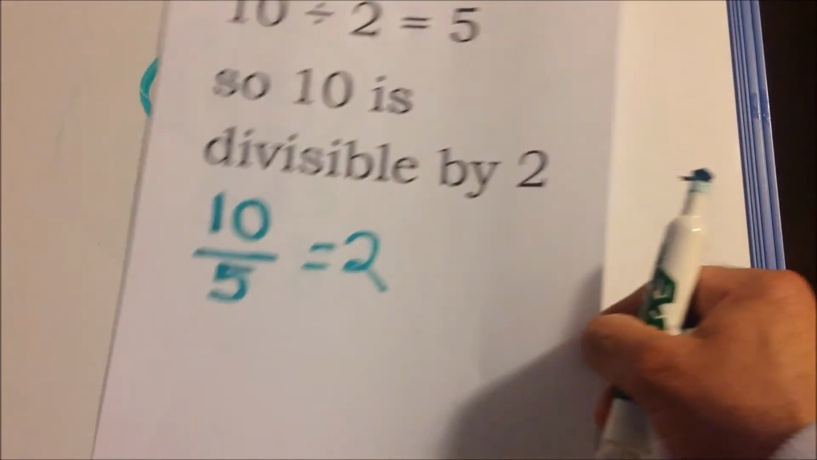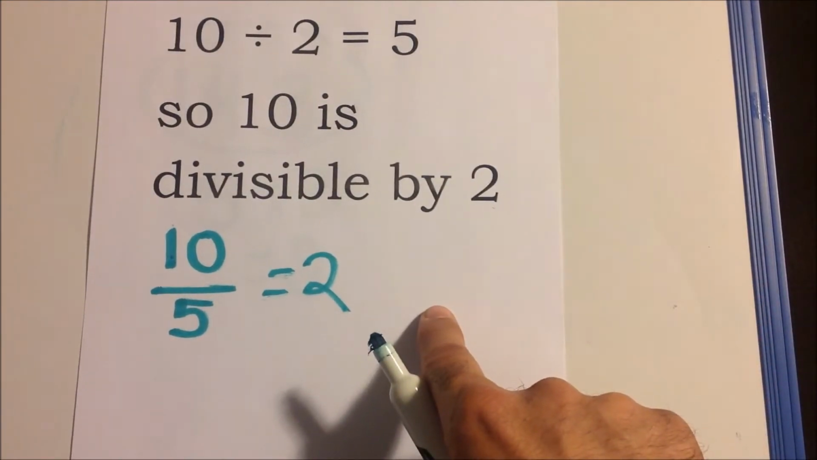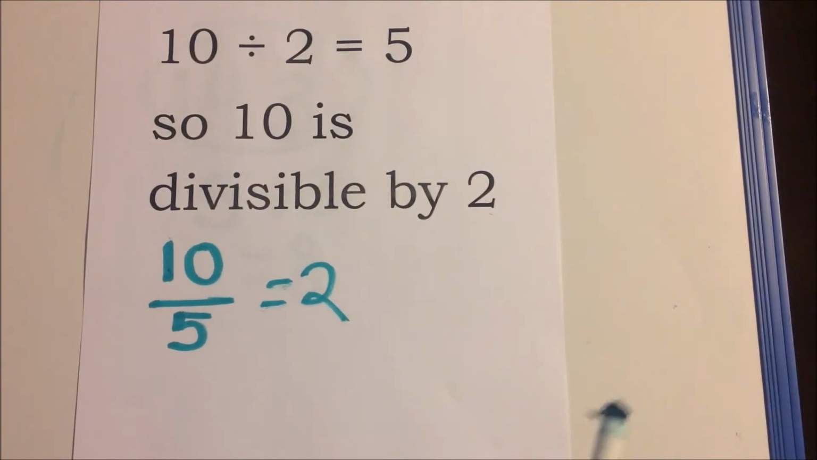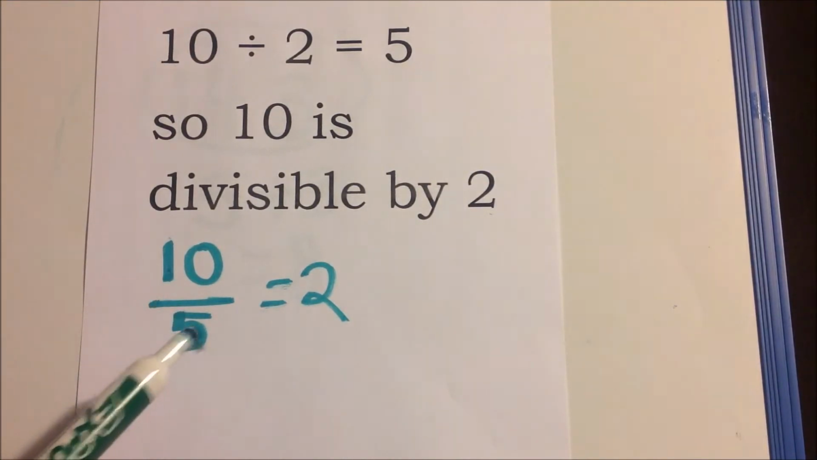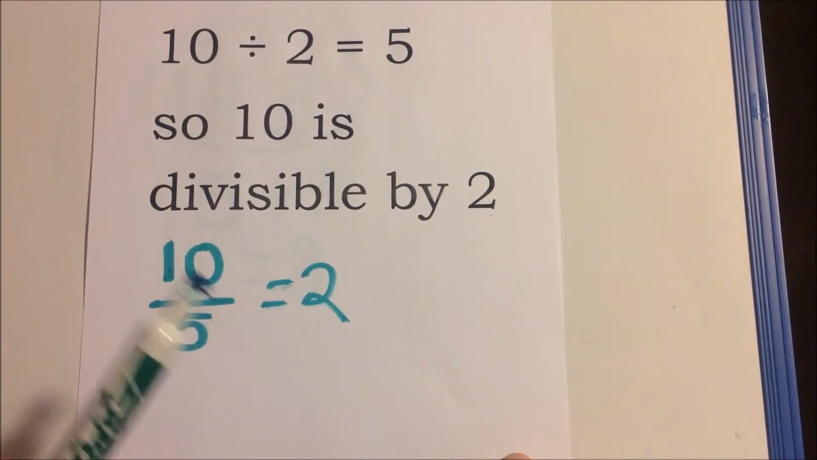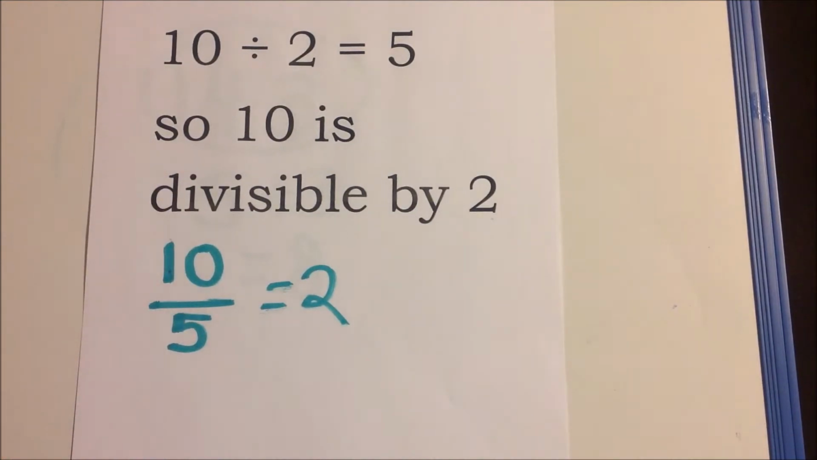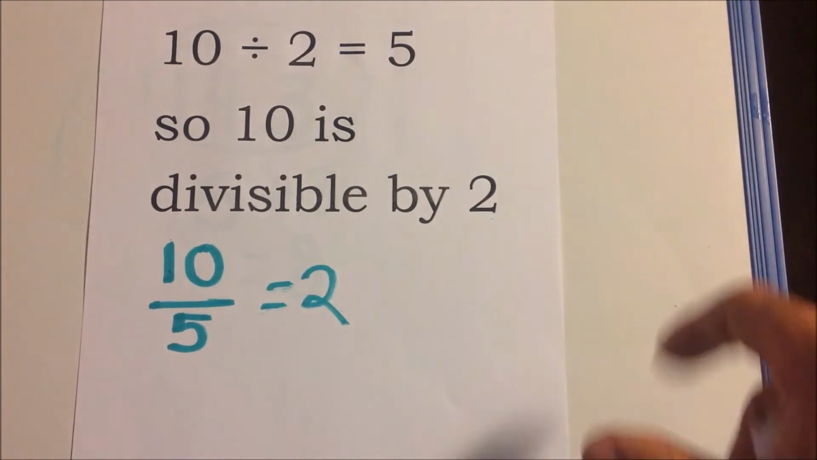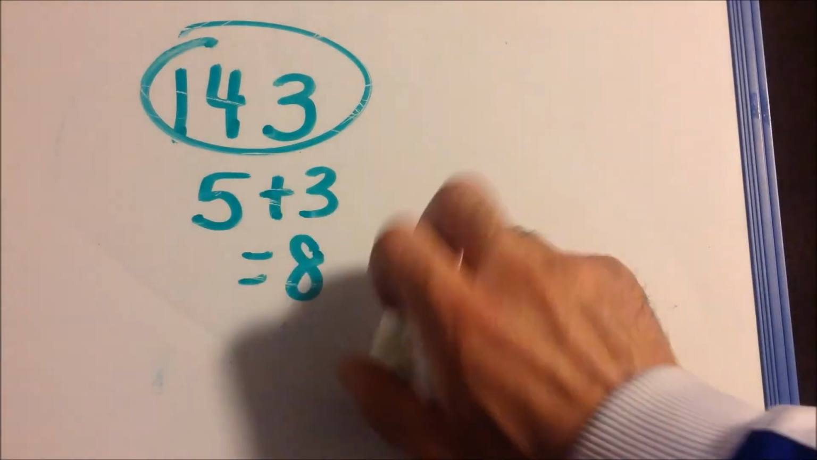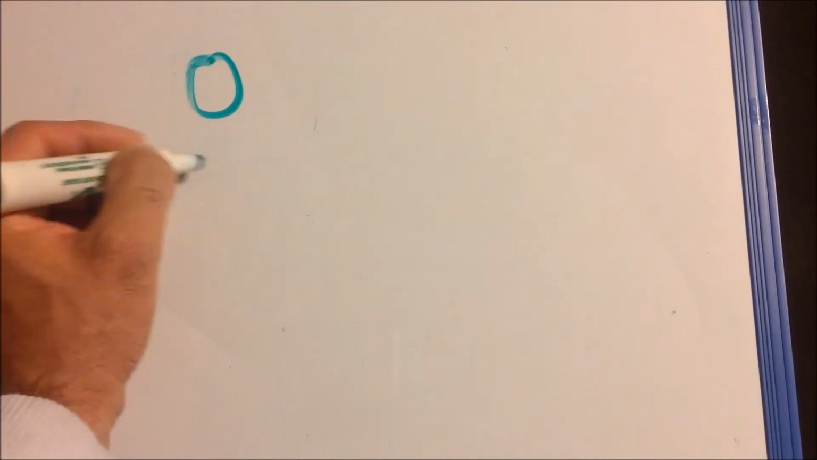Okay, let's try 5. Well, we did one before with 2. We know that 10 is divisible by 2, and we know that 10 divided by 5 gives us a number without a remainder. So we know that 5 will go into 10. The rule with 5 is the number has to have a 0 at the end or a 5 at the end. That's the rule with 5. So that one's an easy one, just like 2.